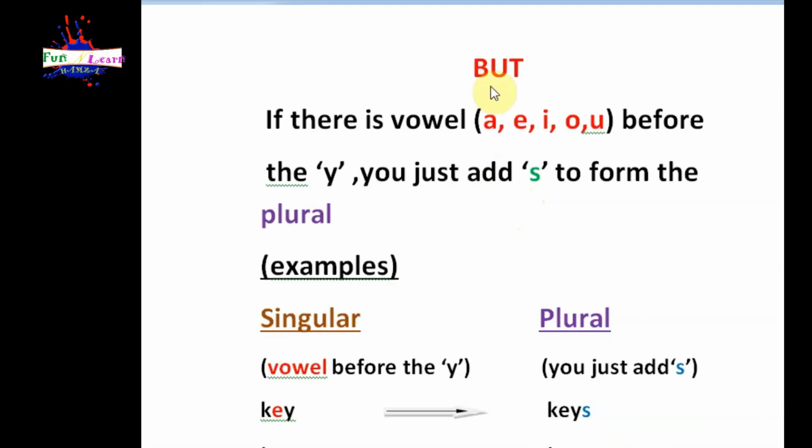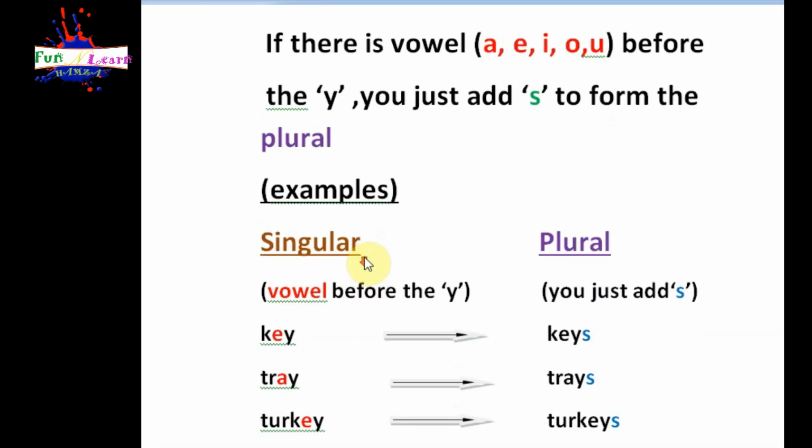But you need to remember one thing. If there is a vowel, that means A, E, I, O, U, if there is a vowel before the Y, you just add S to form the plural. Alright? Remember, if there is a vowel, that is any of these letters, A, E, I, O, U, before the Y, then you just add S to form the plural. Okay? You do not need to change the Y into I.